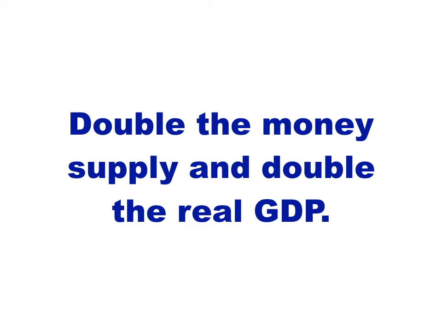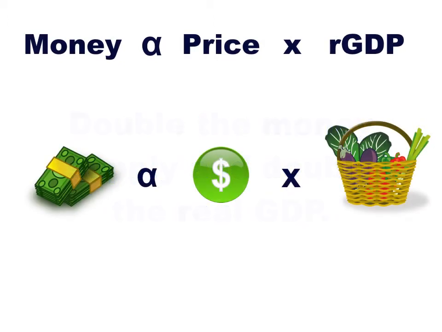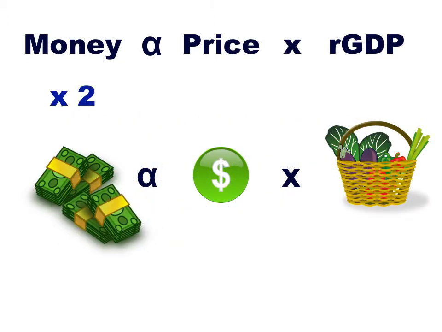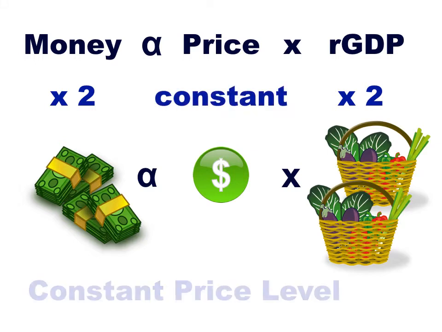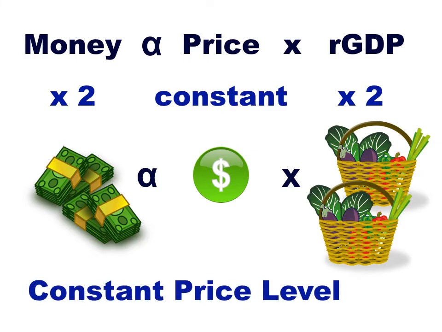Let's double the money supply and double the real GDP. If this were the case, we can see that the money growth is equal to the real GDP growth, which means that the price level is going to be constant. This is a constant price level, or 0% inflation.